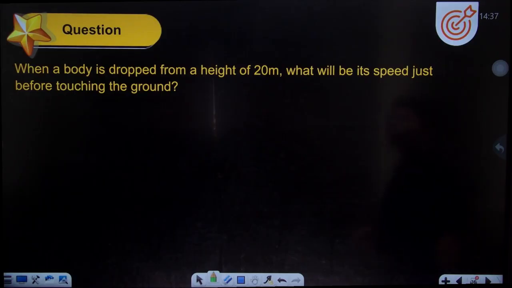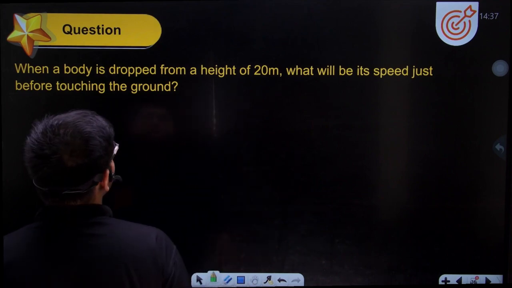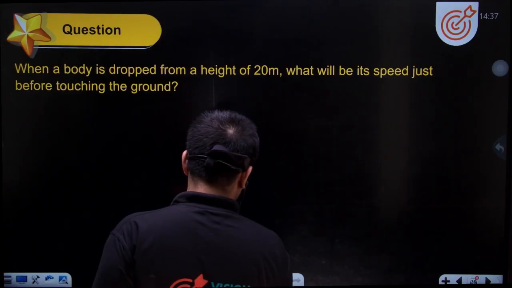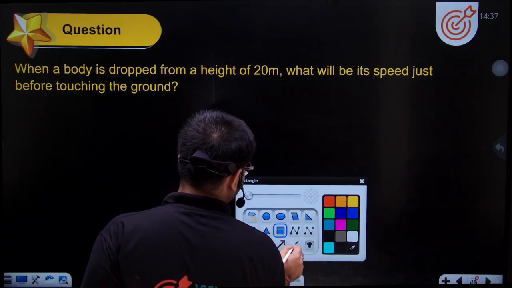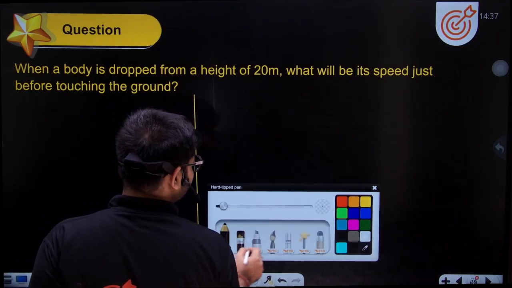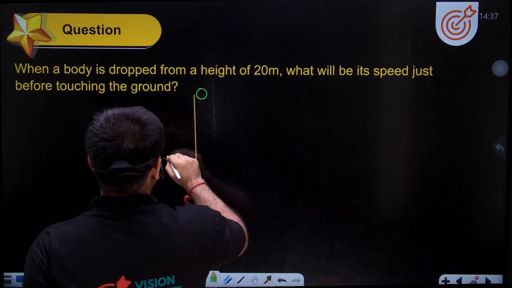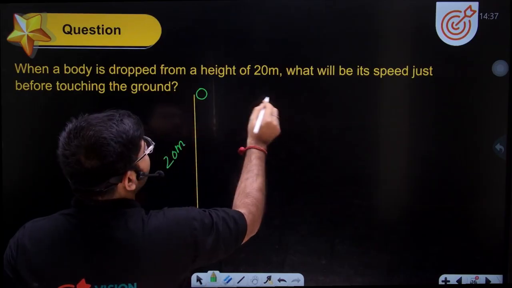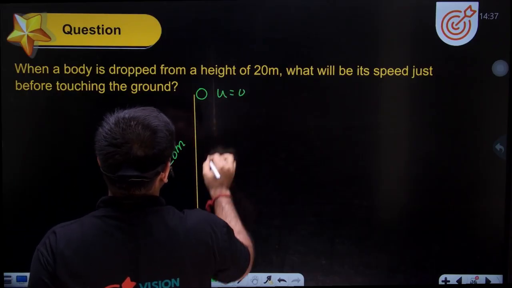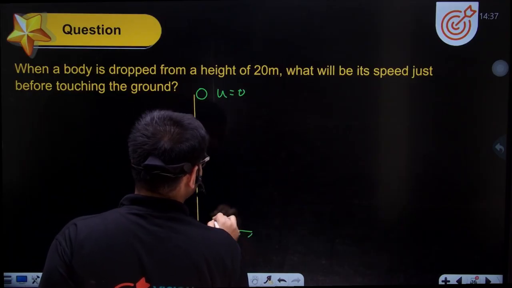When a body is dropped from a height of 20 meter, what will be its speed just before touching the ground? So I am dropping the body from a height of 20 meter. See, now we are going to do it a bit quicker. So this is the body. The height is 20 meter. What will be the speed just before touching the ground? Body is dropped means here u is equal to 0. Now you need to find out the speed just before touching the ground, so you need to find out the v.